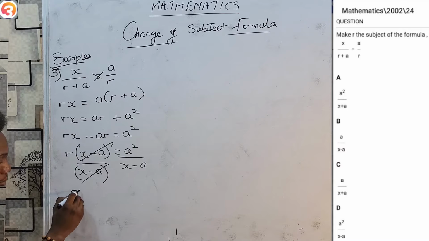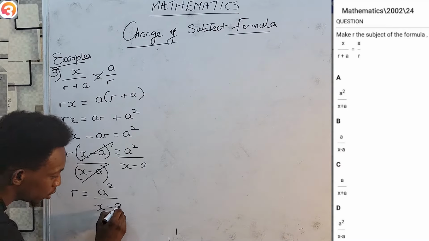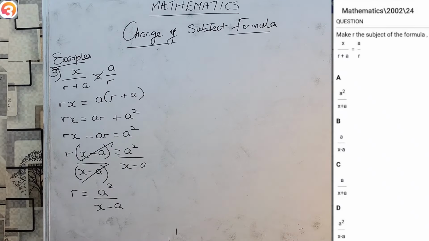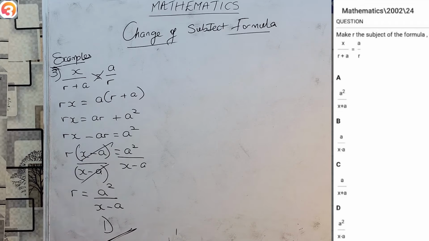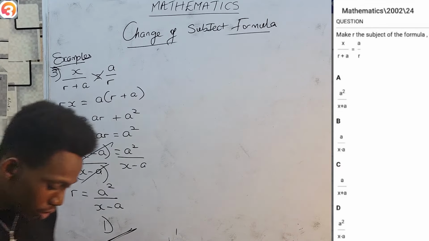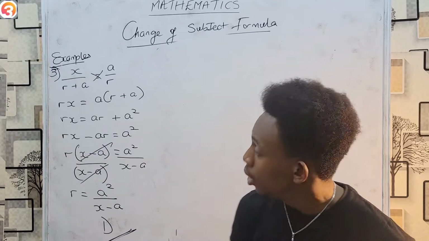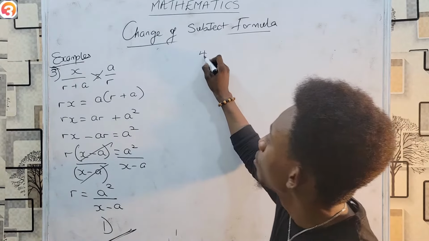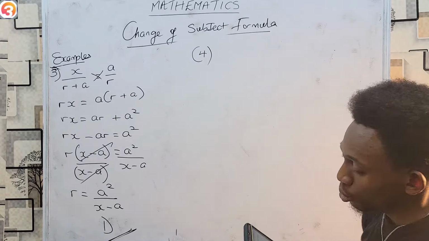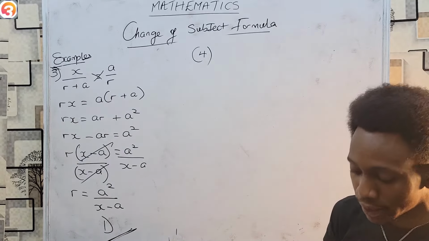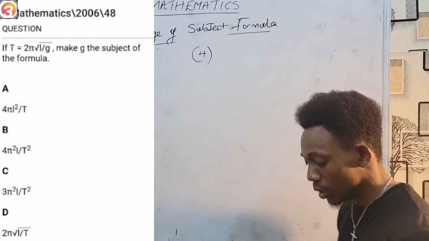So r must be equal to a squared over x minus a. And that is simply option D. So you see, the questions are very, very simple. We'll move on, but we're still using the same method really. This time though, we're going to 2006, question 48. Sorry, 48, not 8.